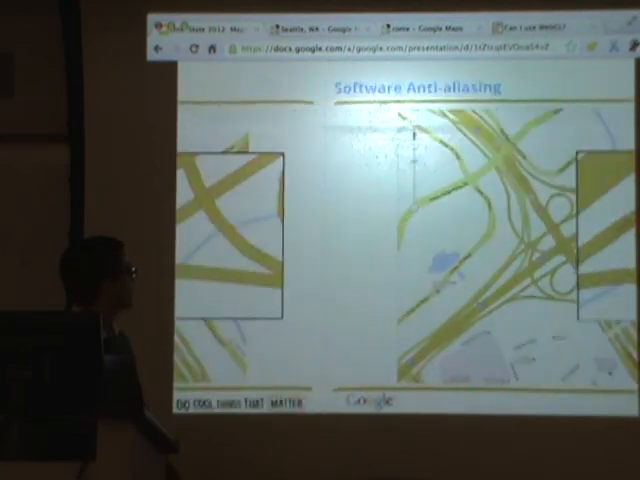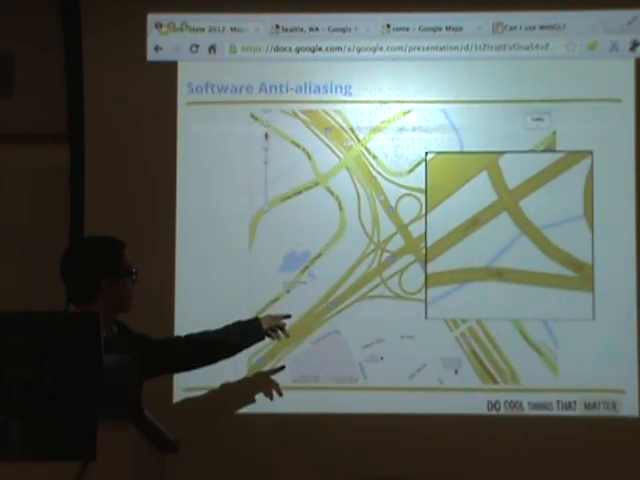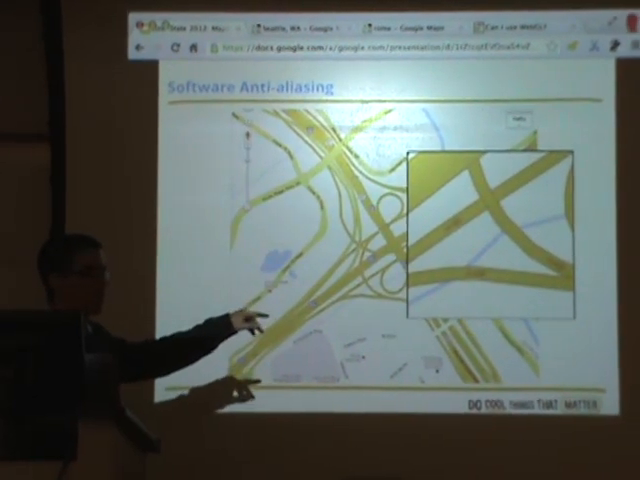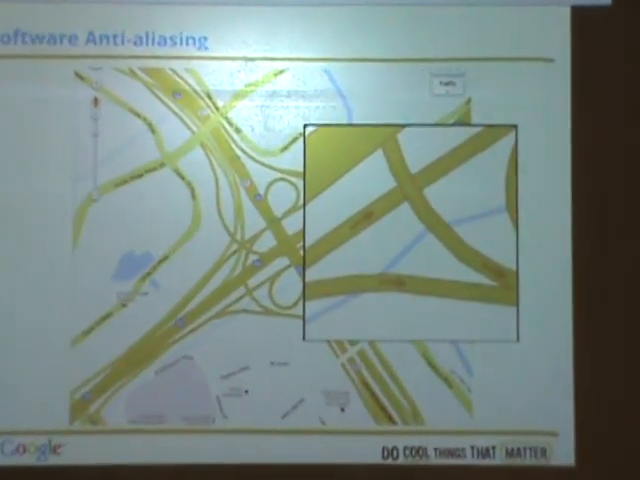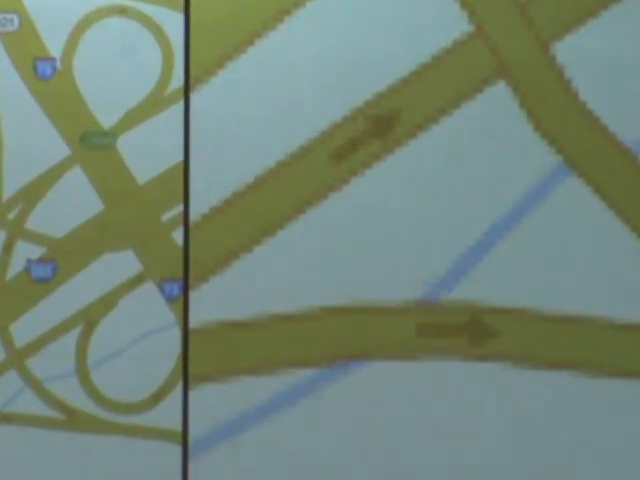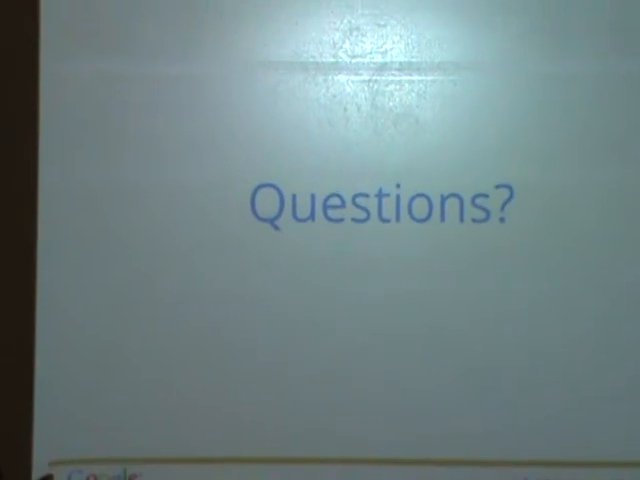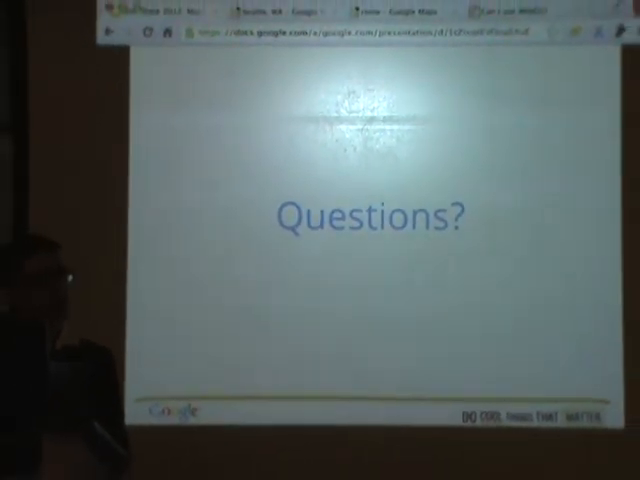Then, just to compare the last 2, this is super sampling again, and the software anti-aliasing. Software anti-aliasing is still a lot better. It's not quite as good, but it looks a lot better than not using anti-aliasing at all. So I think that takes me to the end of the maps talk, of the slides that I have prepared. If anyone has any questions about maps, now or later, please raise your hand.